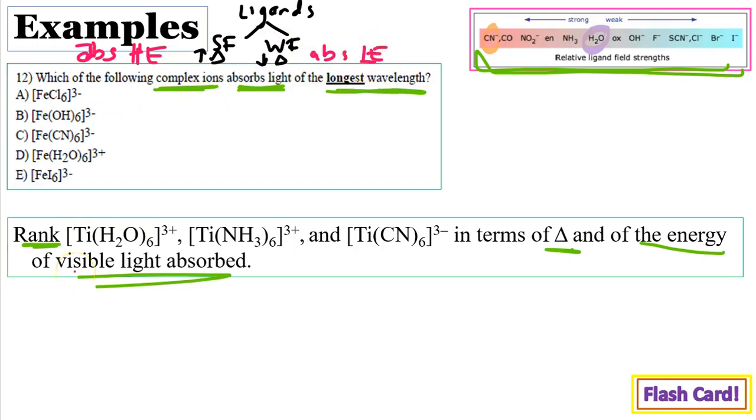Okay, we see that as well. What else can we say about them? If they're absorbing higher energy, that means they're absorbing shorter wavelengths. So high energy, that means we're talking about short wavelength. Low energy, we're talking about long wavelengths.